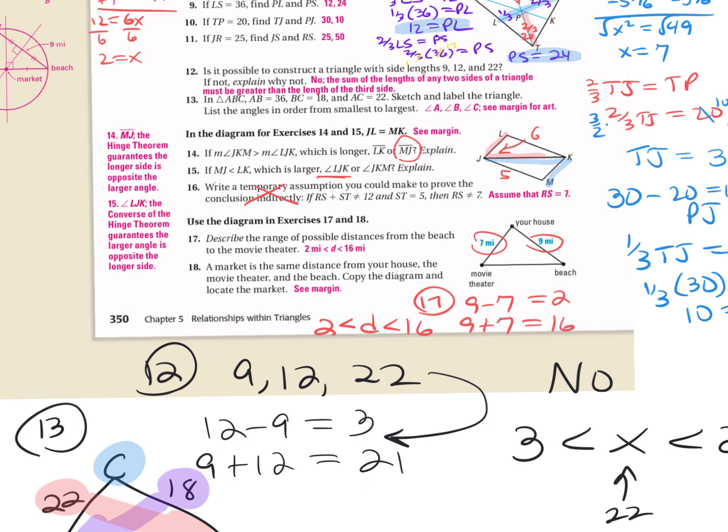And then number 18, I'll mark it as the same distance from your house and the movie theater and the beach. It says copy the diagram and locate the market. You won't have to do that. You won't have to copy a diagram.